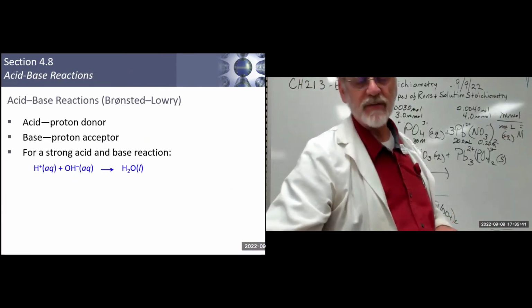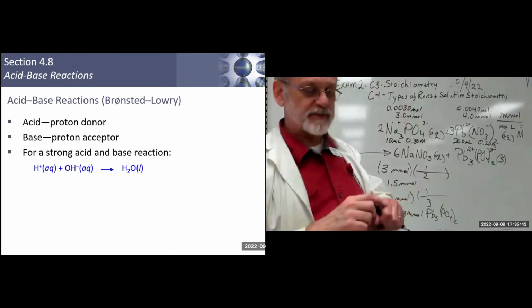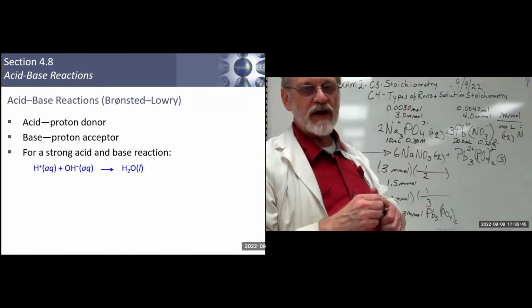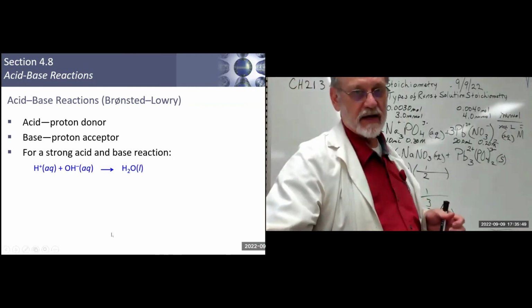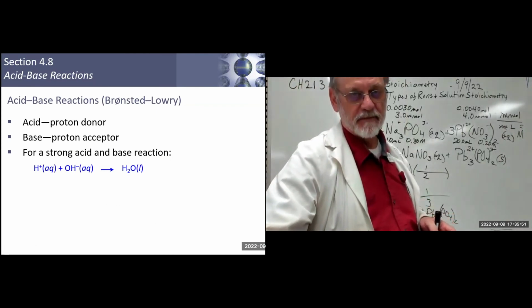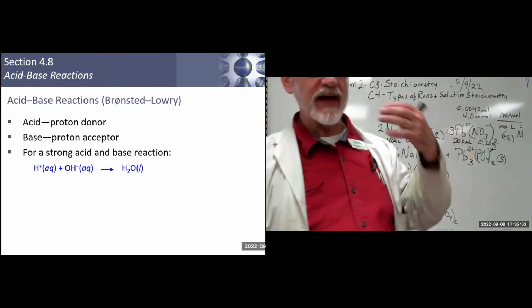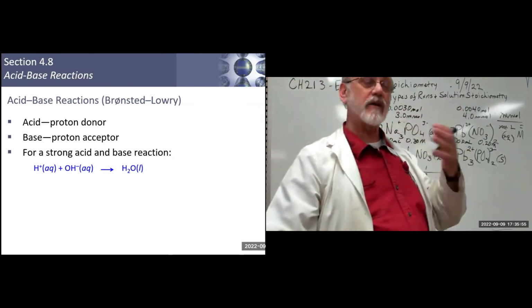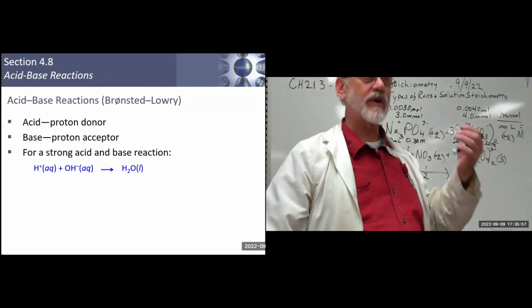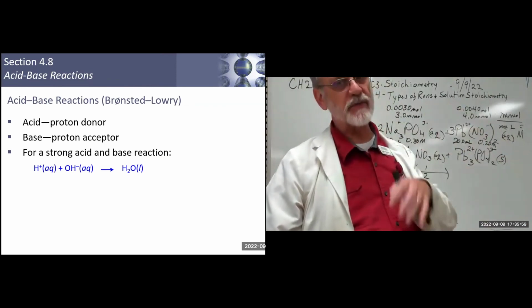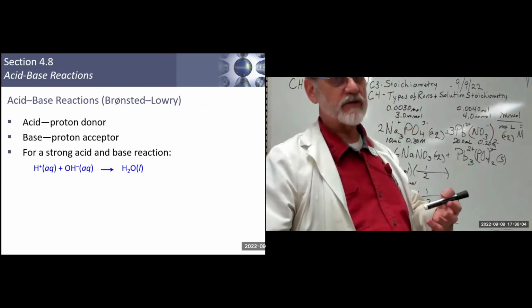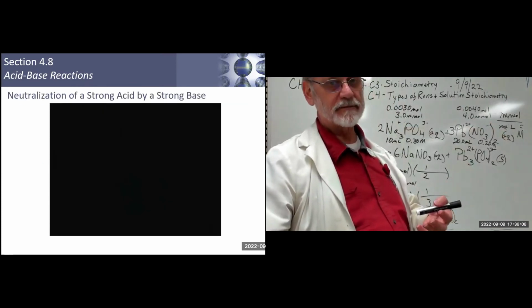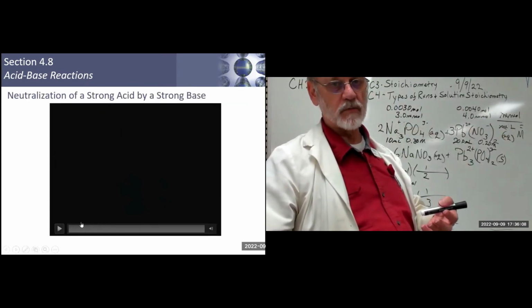All right, so we got some other types of reactions. Those were double replacement precipitation reactions. We've got acid-base reactions, and they're denoted by the fact that the net ionic reaction is protons or hydrogen ions plus hydroxyl ions makes water. That's the net reaction for an acid-base reaction. Oh, got another video.